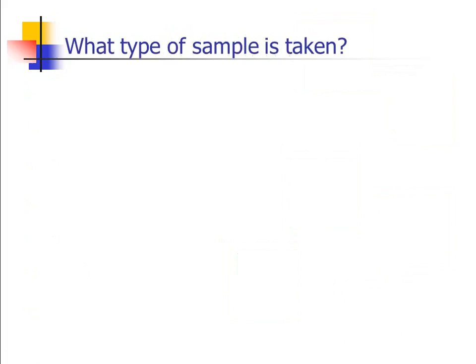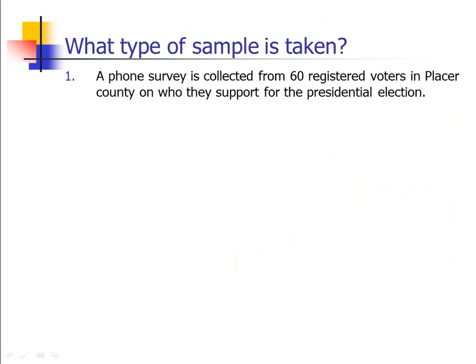Okay, so let's take a look at what type of sample was taken. A phone survey is conducted from 60 registered voters in Placer County on who they support for the presidential election. This would most likely be classified as a simple random sample. It depends on the way it was structured, but right now we're just simply assuming it's going to be a simple random sample.